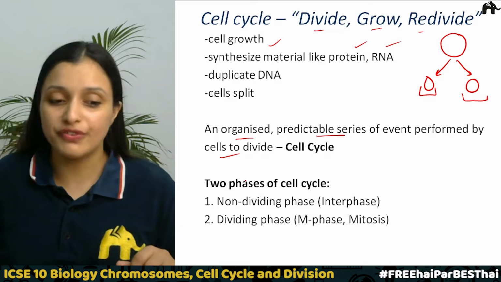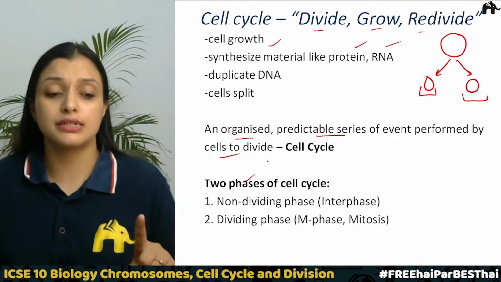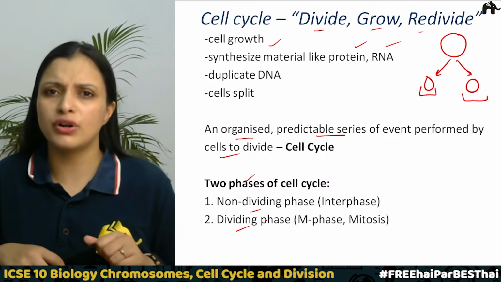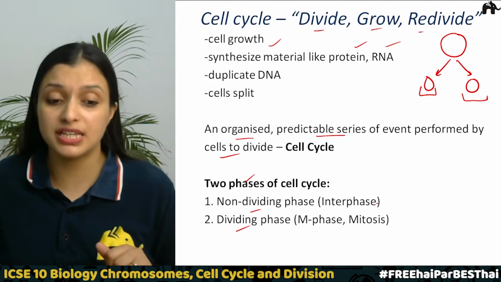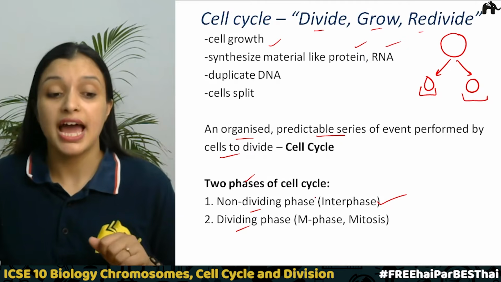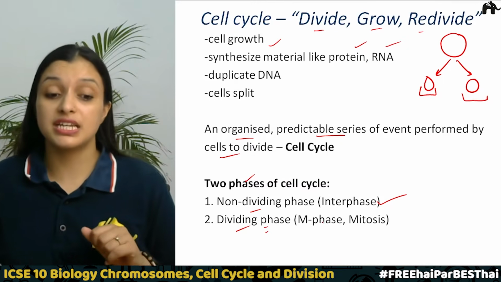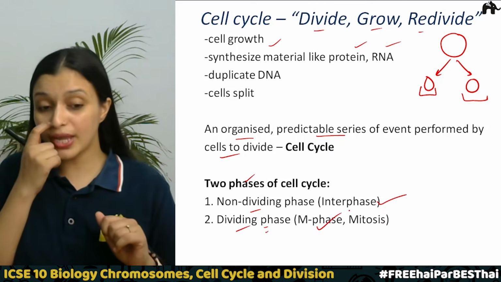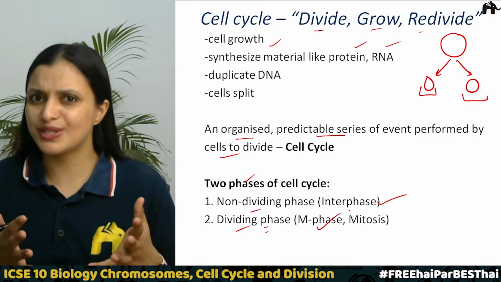So there are two phases of the cell cycle. One is a non-dividing phase and another is a dividing phase. What is the non-dividing phase? Non-dividing phase is interphase, right? And what is the dividing phase? It is M phase, that is mitosis. Okay, so I hope this much is clear.